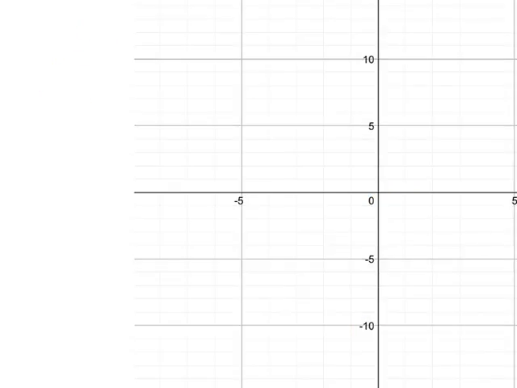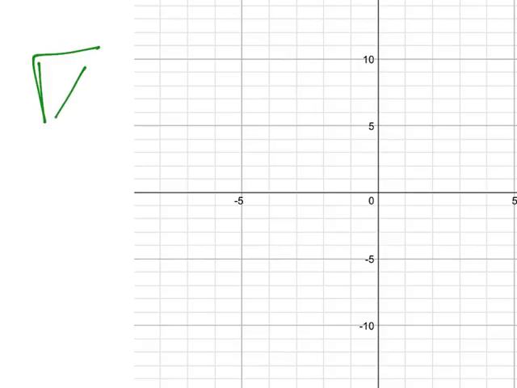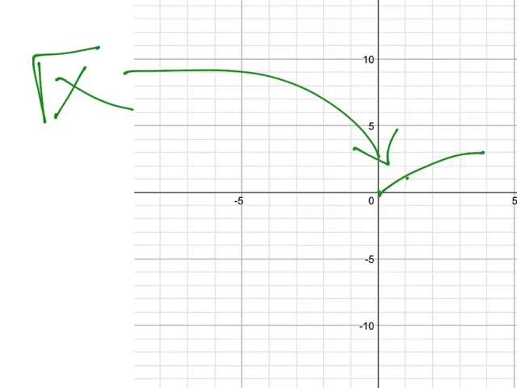The next one is the square root of x. It looks like this, and in this one we have 2 reference points, here and here. We do our graph, which is going to be like this.